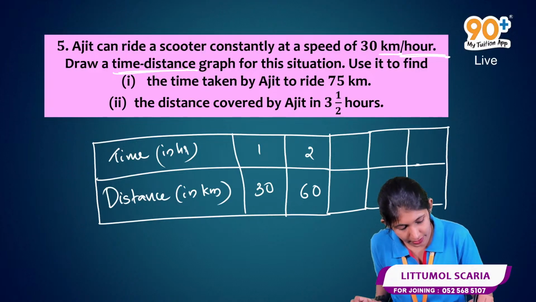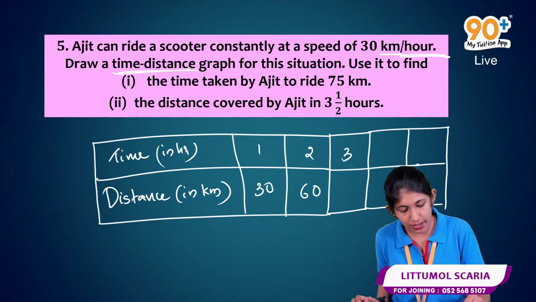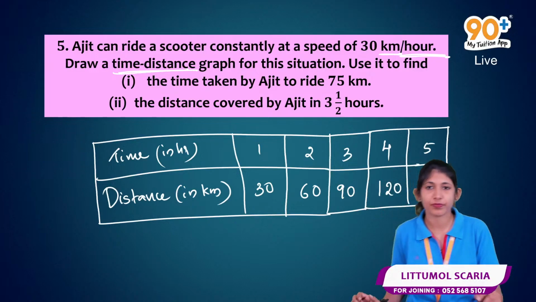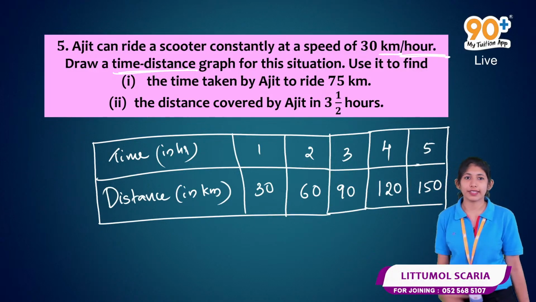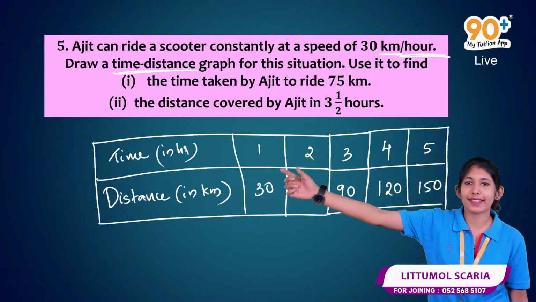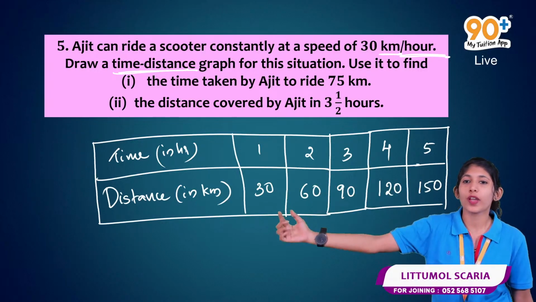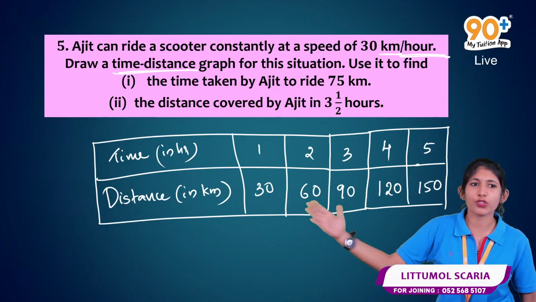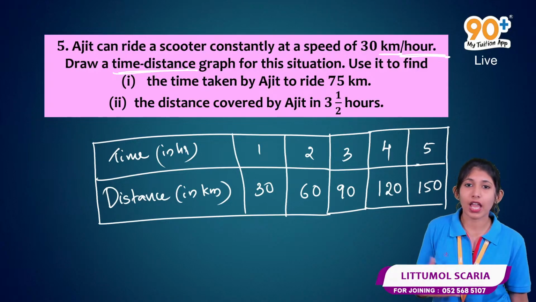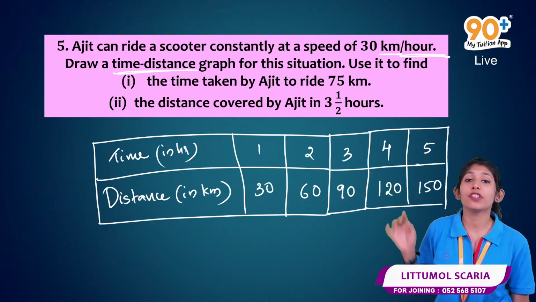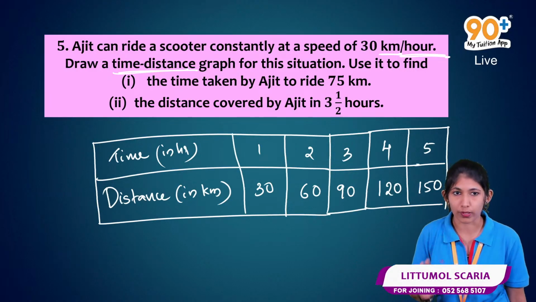Let's take some random values. 3 hours, 90, 4 hours, 120, 5 hours, 150 as well. Goes on like that. So on your x-axis you have 1, 2, 3, 4, 5. On the y-axis, either you can go for 10, 20, 30, but I don't prefer that because you won't get enough space in your graph paper. So you can go for 30, 60, 90, 120, 150. Even if you go for 10, 20, 30, there is no problem.